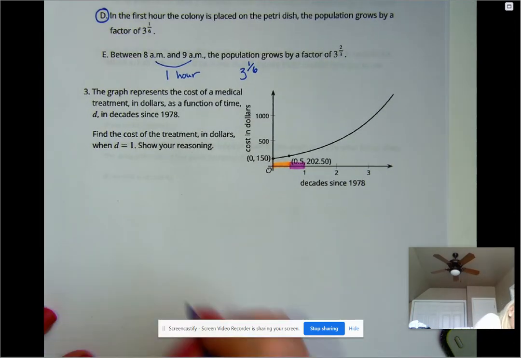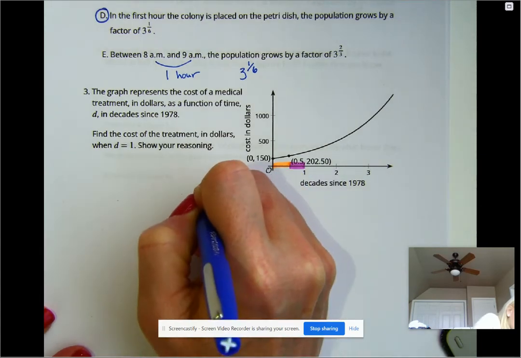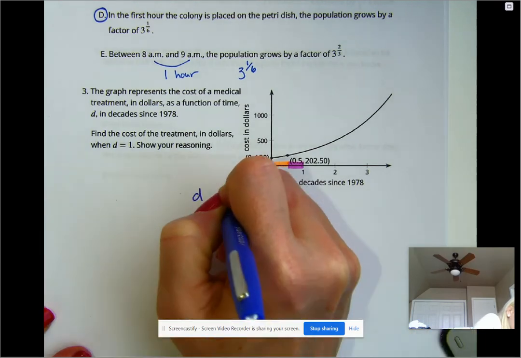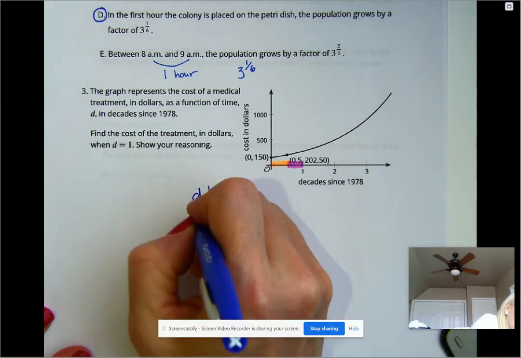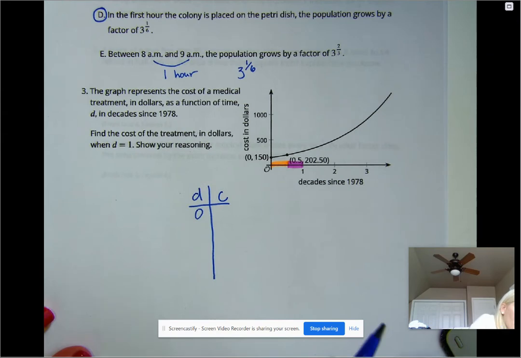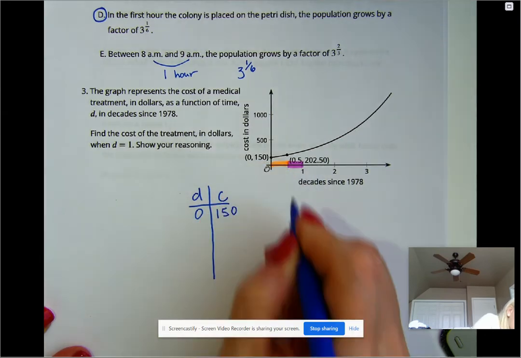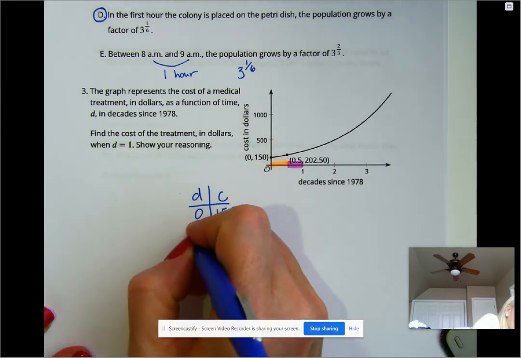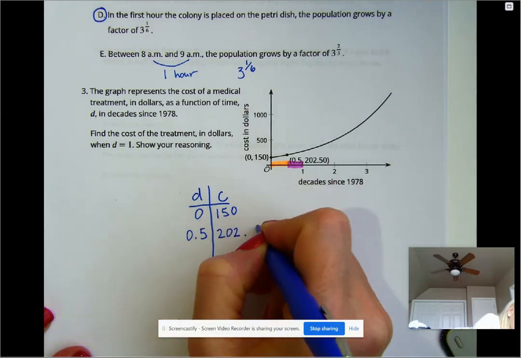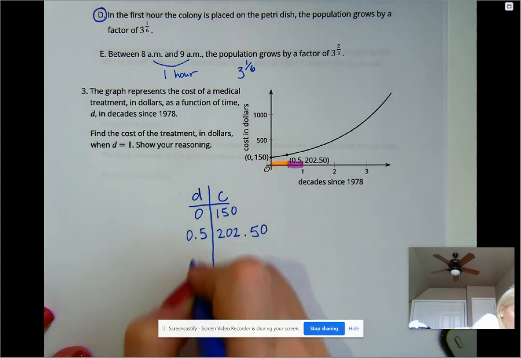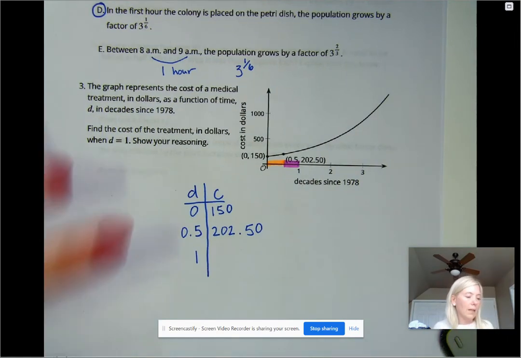Okay, so I'm going to make a little table just to kind of explain that a little bit more. So I have D for decades, and I'm just going to say C for cost. Okay, so according to the graph, in decade 0, which is 1978, cost is 150. And then 0.5, which would be half a decade later, the cost is 202.50. Okay, so I can use that to figure out the cost one decade later, or in, what is that, 1988.